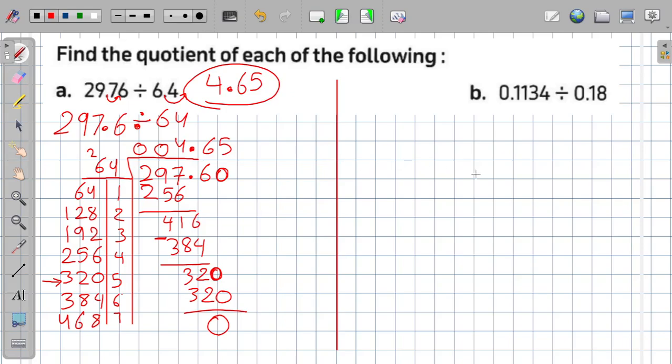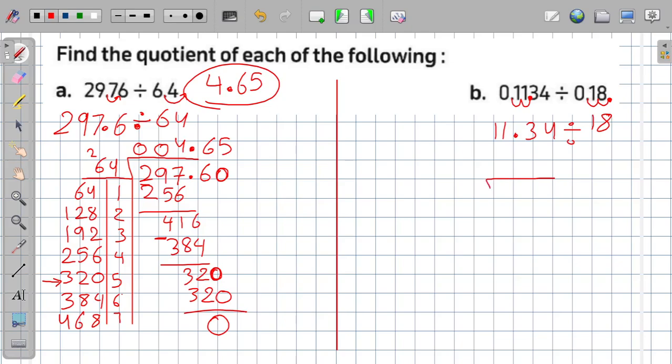Let's try another one. I have 0.1134 divided by 0.18. So let's move the decimal point first. I have 2 digits right here, so I will move 1 place, 2 places, so the decimal point will stop right here. So I have 18. And here I will move the decimal point 2 places, so I have 1, 2 places, so I will stop here. So I have 11.34. So it will be 11.34 divided by 18.